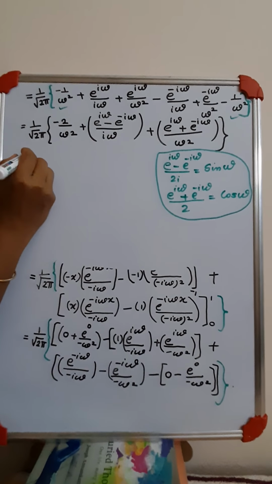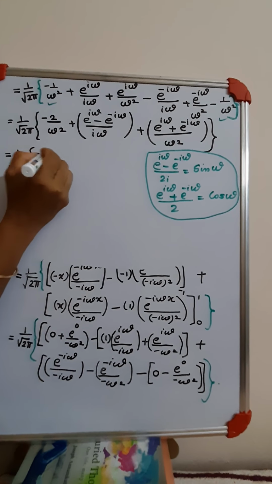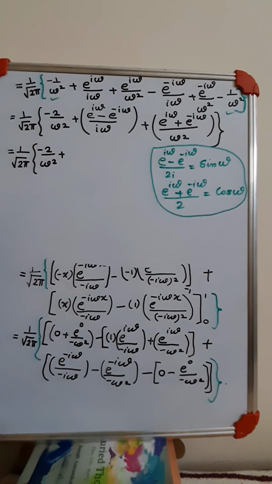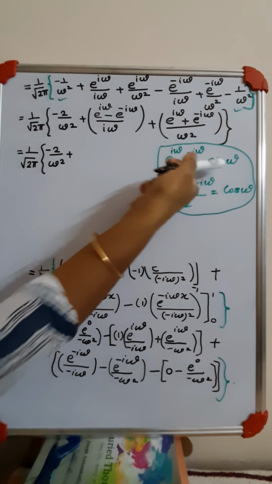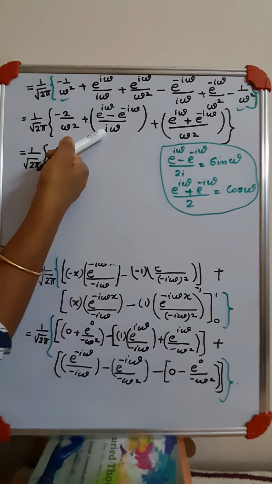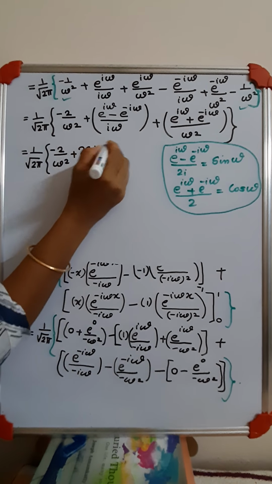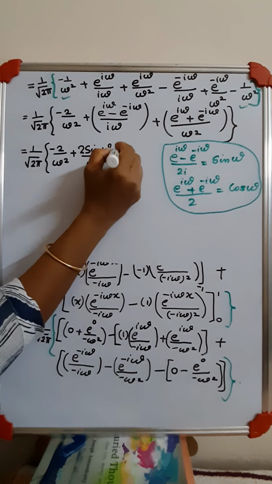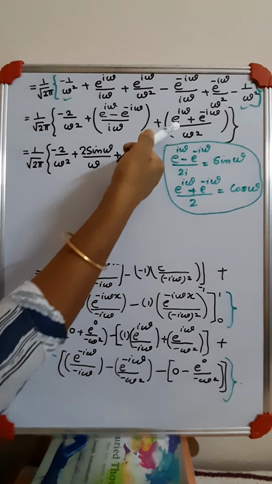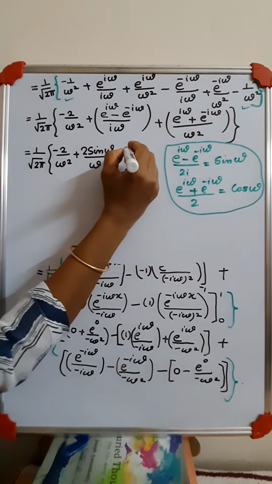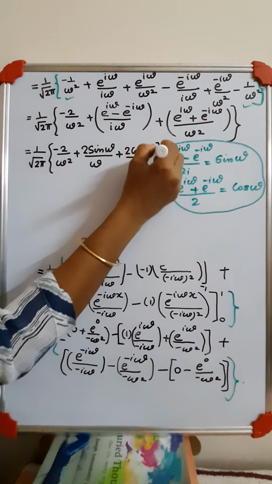So we can substitute: 1 by root of 2 pi, minus 2 divided by omega square plus, then e raised to I omega minus e raised to minus I omega by 2I is sin omega. So in the denominator 2 is absent, so we can write it as 2 into sin omega divided by omega plus. This is e raised to I omega plus e raised to minus I omega divided by 2. Here 2 is absent, so we can write it as 2 into cos omega divided by omega square.